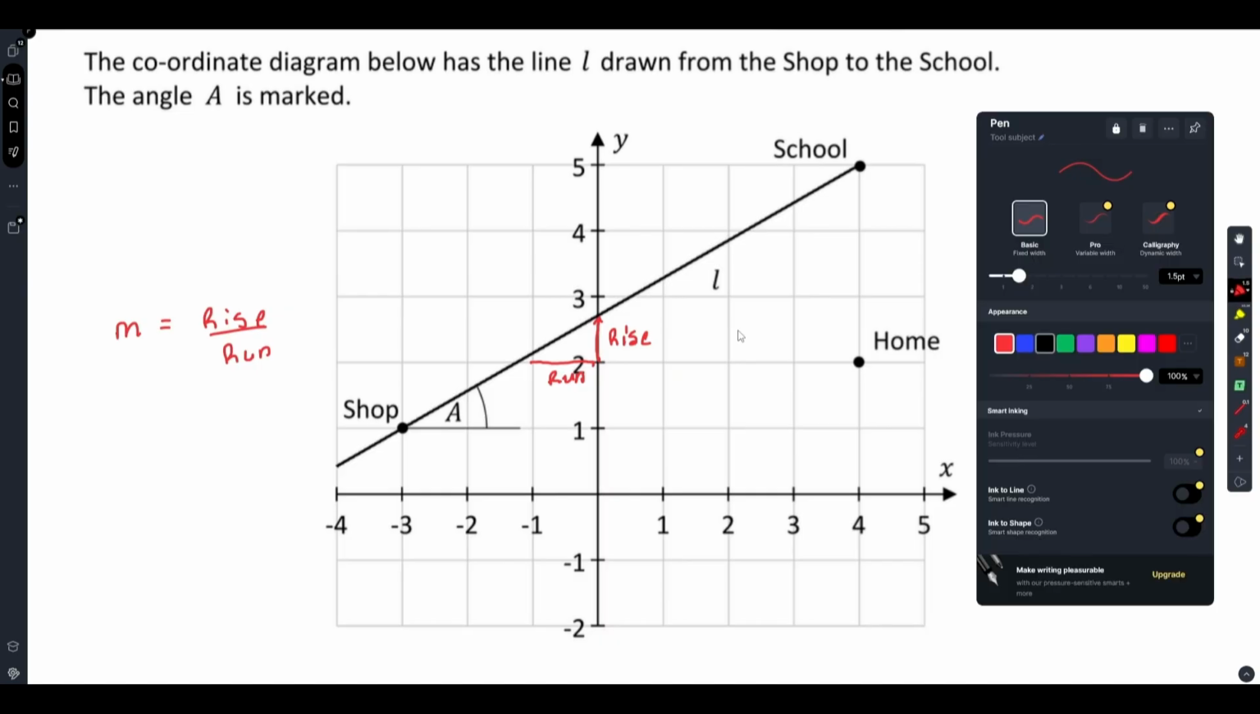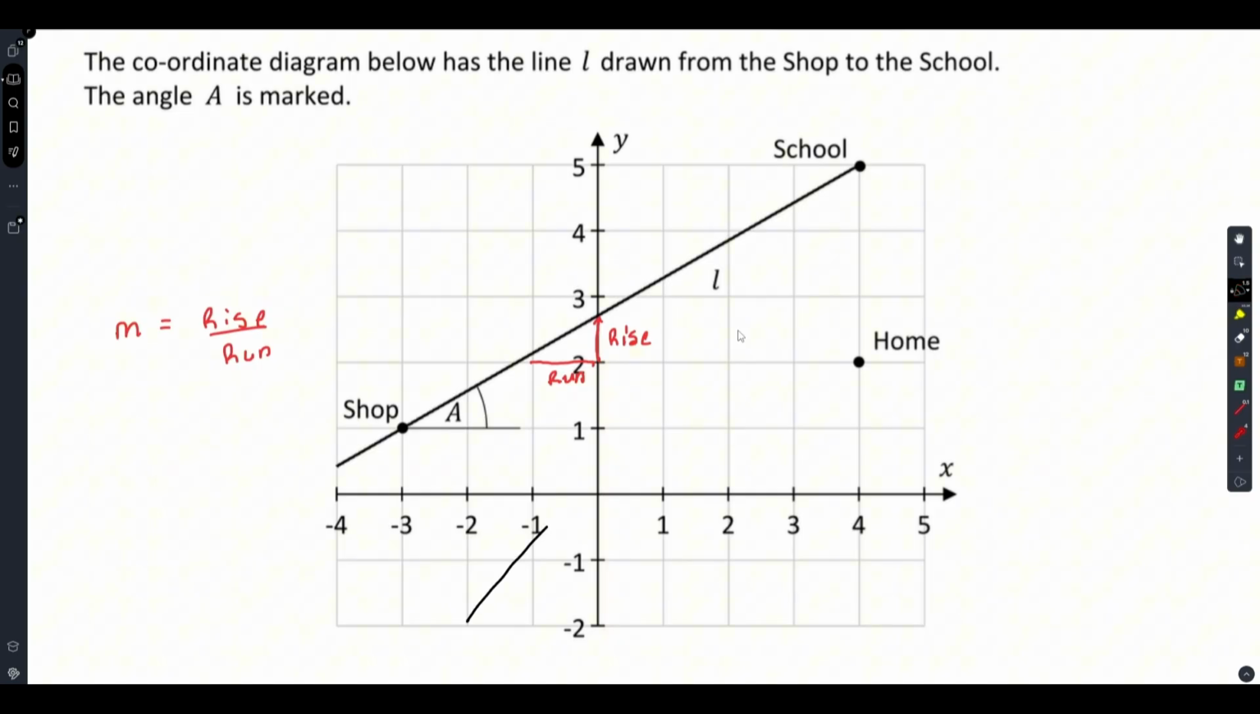If we have a line that is going up from left to right, it is going to have a positive slope. If it is going down from left to right, it is going to be negative. The slope is going to be a minus. And then based upon how steep it is, that will tell you the slope of the line.